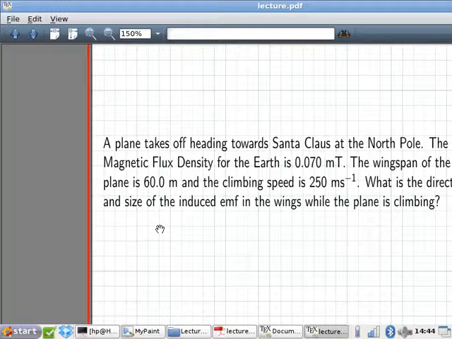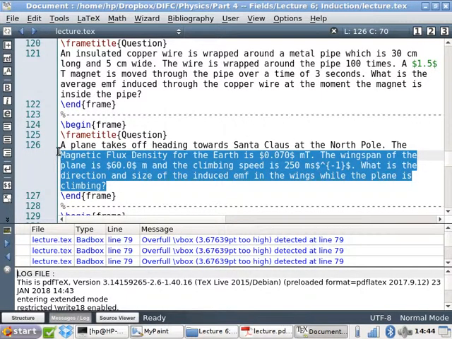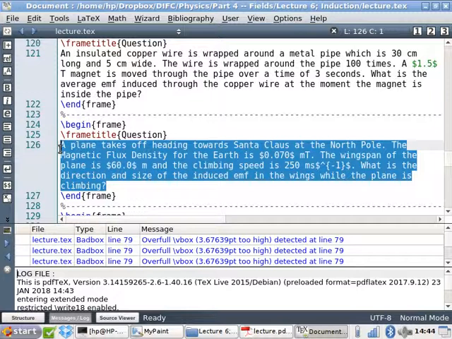It's only if the plane is heading to the north because of this. If the plane was heading east or west, you get no current. Or if the plane is heading south. So north or south, you'll get a current in the wings. Anyways, what I want you to do is try and calculate this voltage before I do it. Why is going east and west have no current?